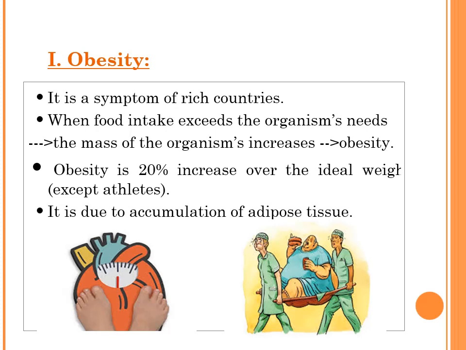But only an increase in the body weight by 20% over the ideal weight leads to obesity. There's an exception here to the rule. The increase in the body weight over the ideal weight by 20% in athletes is not considered as obesity, since this extra weight is the weight of the muscles. Obesity is the accumulation of fats in adipose tissue of the body.